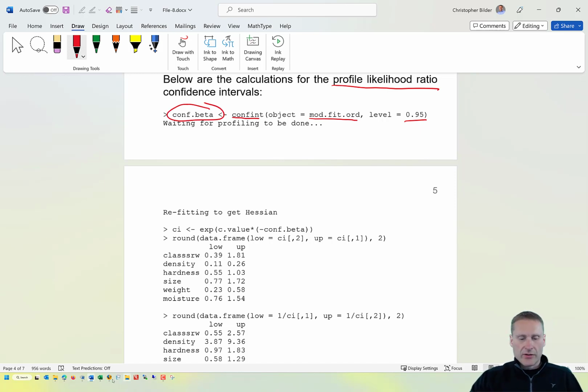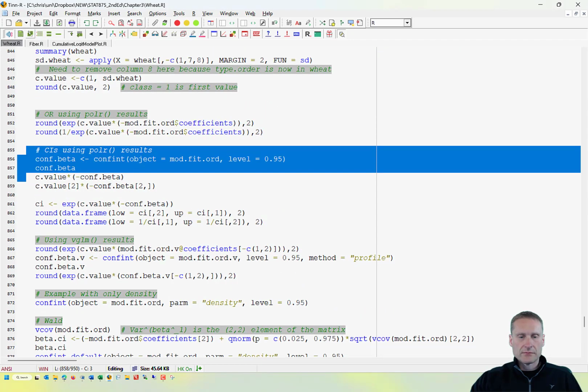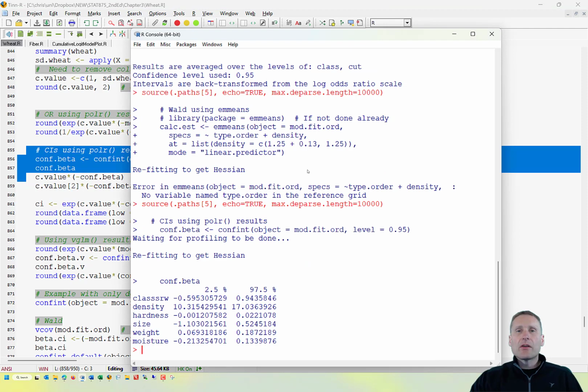Now, let me actually go ahead and go over to show you that. So what you see here are confidence intervals now for the eta parameters. So the actual confidence interval for the beta, what would be beta 2 for density, is negative 10.31 to negative 17. Actually, I should have reversed that. Negative 17.04 to negative 10.31. That would be the confidence interval for our beta for density.